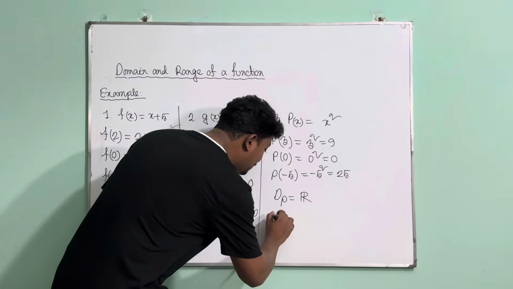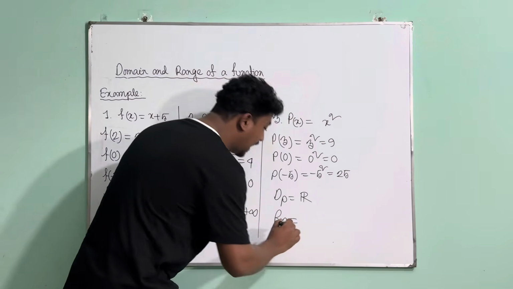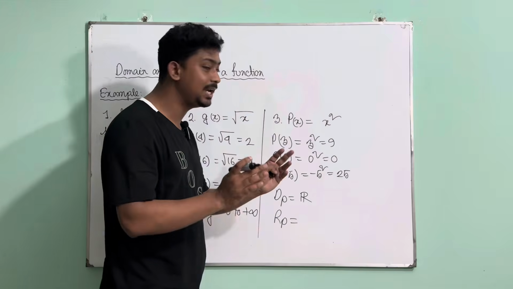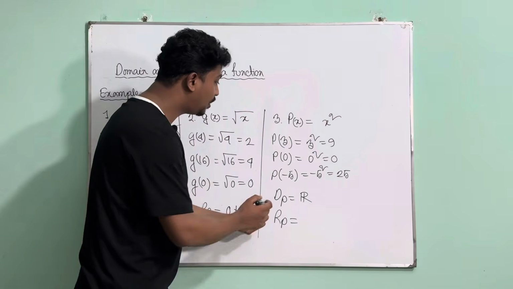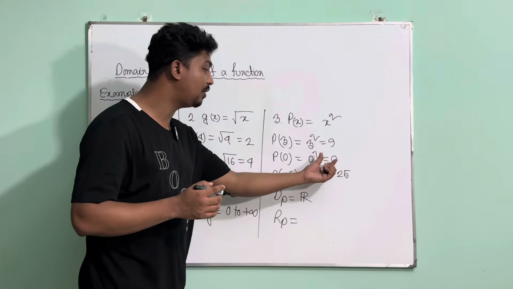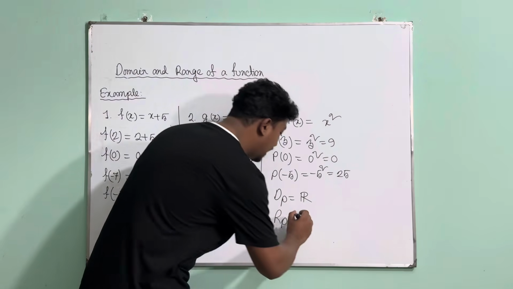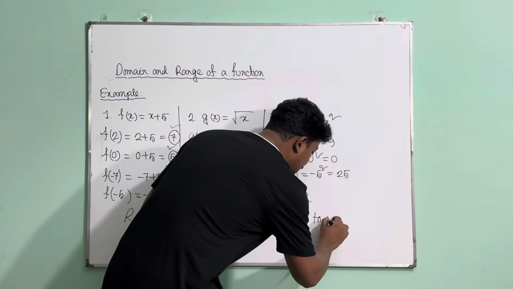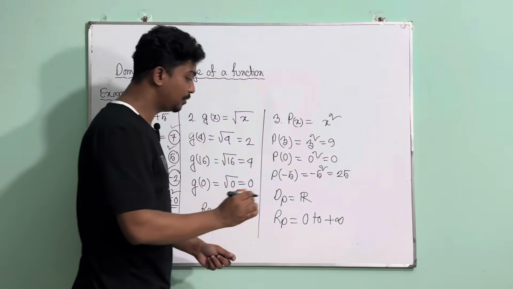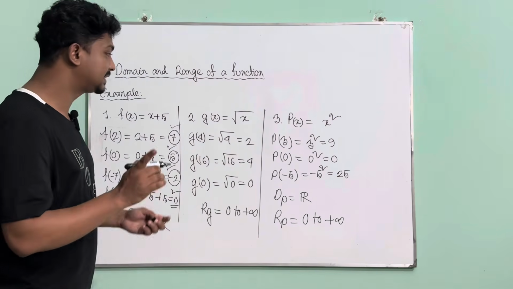So if I find the range of p, I cannot get all real numbers because negative numbers are excluded. For this function, I can only get 0 and all positive numbers. So my range is going to be 0 to positive infinity. So this is how it works. I guess it's clear now.